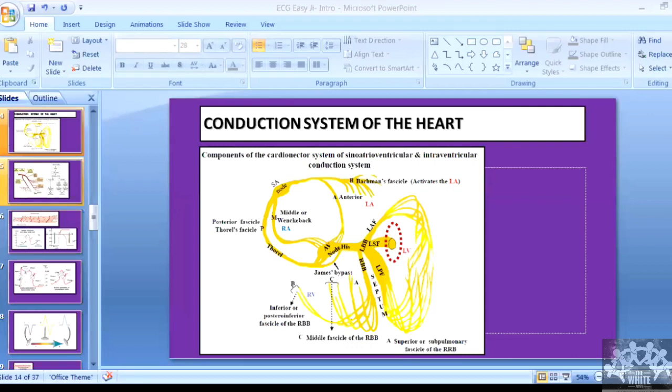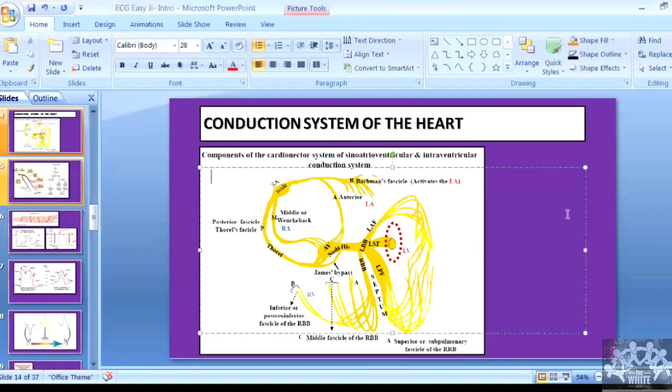So the PR interval will be shortened. Everyone is correct. Someone has answered: if leads are placed wrong, the P wave in aVR will be upright. Someone has said it will be shortened. So this James pathway was called Lown-Ganong-Levine syndrome.